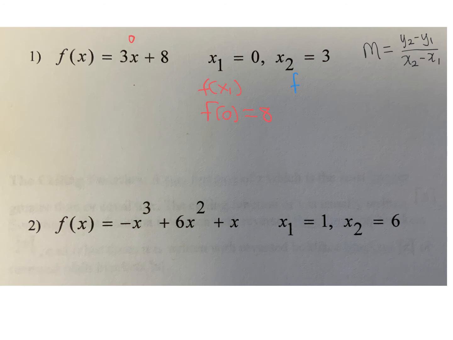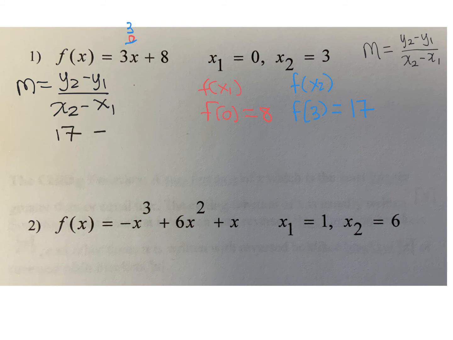For x2, f of x2, you're plugging in f of 3. So now I have a 3. 3 times 3 is 9, plus 8 is 17. Now I can do my slope formula. M equals y2 minus y1 over x2 minus x1. In our case, it's going to be 17 minus 8 over 3 minus 0.